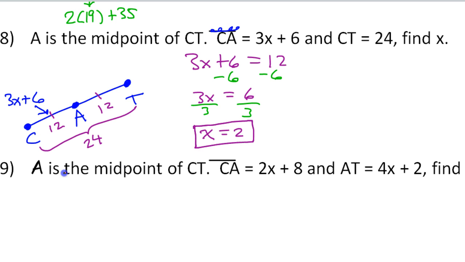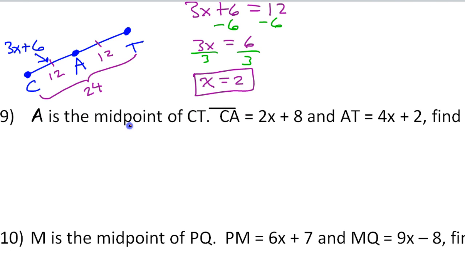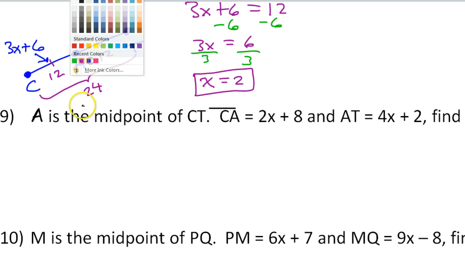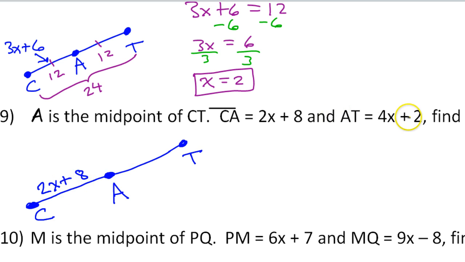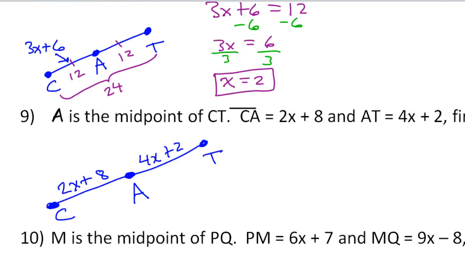Alright, number 9. A is the midpoint of CT. So same picture again. So there's CT, and A is supposed to be the midpoint. CA is 2x plus 8. AT is 4x plus 2. Find x and the length of CT.